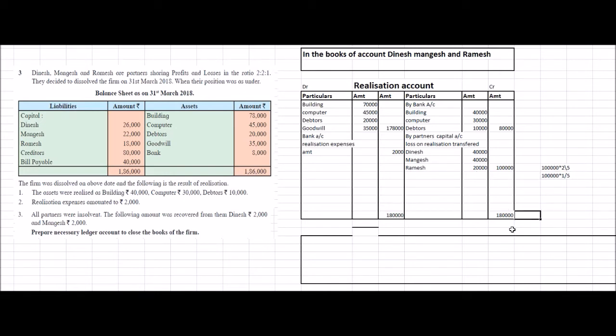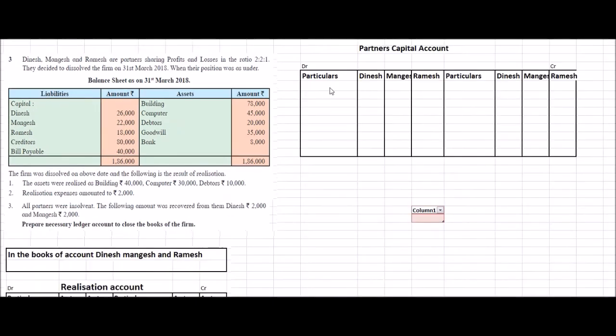So the total amount on both sides is 1,80,000 rupees and 1,80,000 rupees. This loss will be transferred to the partners' capital account. After the realization account is transferred to the partners' capital account, we will prepare the partners' capital account. After the realization account calculation, we need to calculate the partners' capital account.